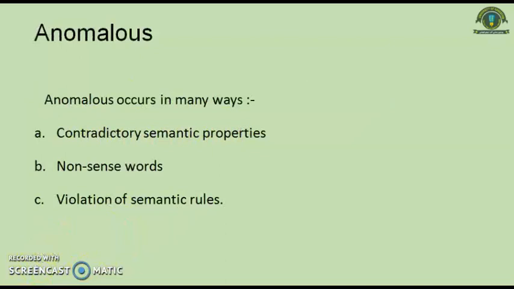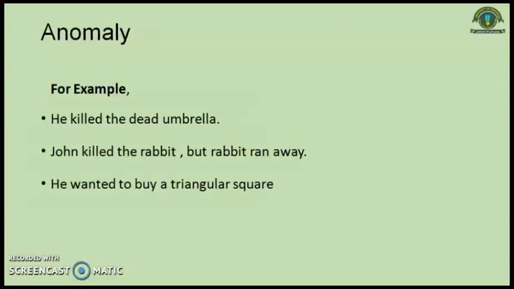So we can say now that anomaly occurs in many ways. It may have contradictory semantic properties, or nonsense words may be used, or it may be the violation of semantic rules. Here we can see that an anomalous expression is given. He killed the dead umbrella. So the words dead umbrella, are they giving some meaningful expression? No. So it is an example of anomalous.